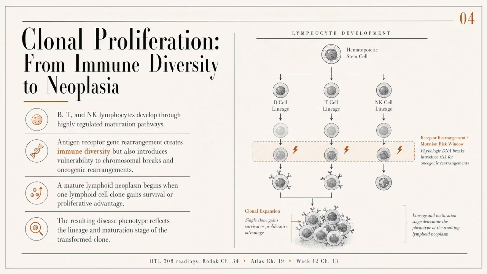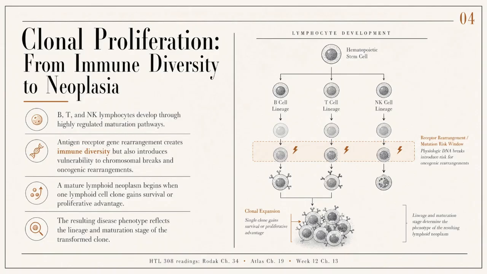Specimen handling protocols must ensure that fresh tissue is appropriately allocated for these ancillary studies, as formalin fixation can compromise nucleic acid integrity. Awareness of these requirements helps avoid common pitfalls, such as insufficient tissue sampling or inappropriate fixation, which can delay or obscure diagnosis. In summary, the journey from immune diversity to neoplasia is a double-edged sword.